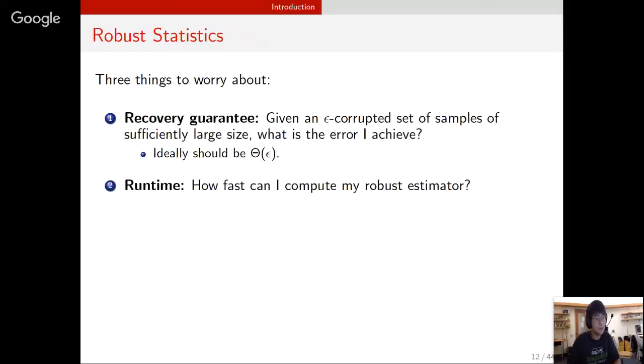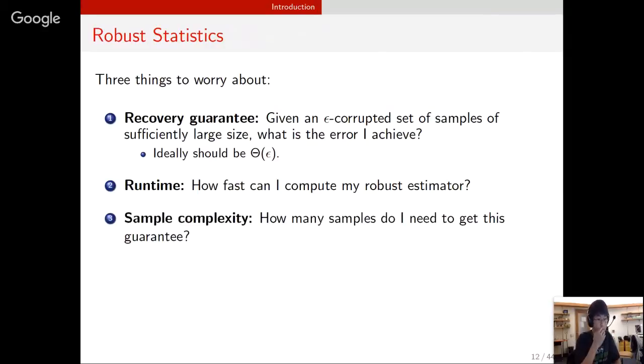The second thing is runtime. As TCS people, this is something we care deeply about. Just how fast can I compute my robust estimator? I don't really care too much about its statistical properties if I can't compute it before the heat death of the universe. So this kind of stuff.